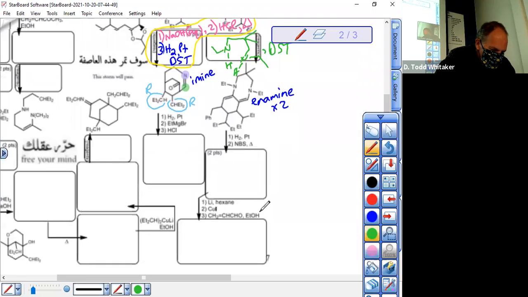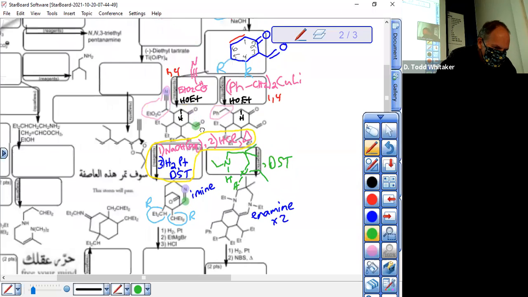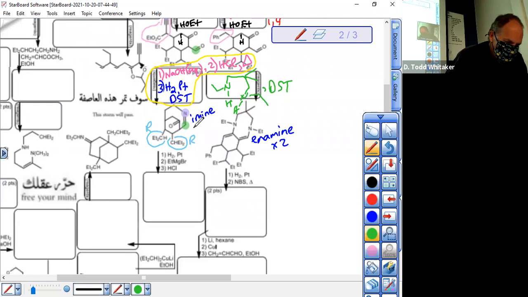And just carry on till the end of this box, the end of the stream here. H2, Pt. What's going to happen there? Kind of what happened with H2 and Pt here. H2, Pt reduced the triple bond all the way to CH2NH2. It'll do a C double N just as nicely, probably a little faster. What's the Grignard going to react with? There's no imine around. Carbonyl, though. Ethyl's going to attack carbonyl, get an O minus, H3O+, HCl, put an OH on there.